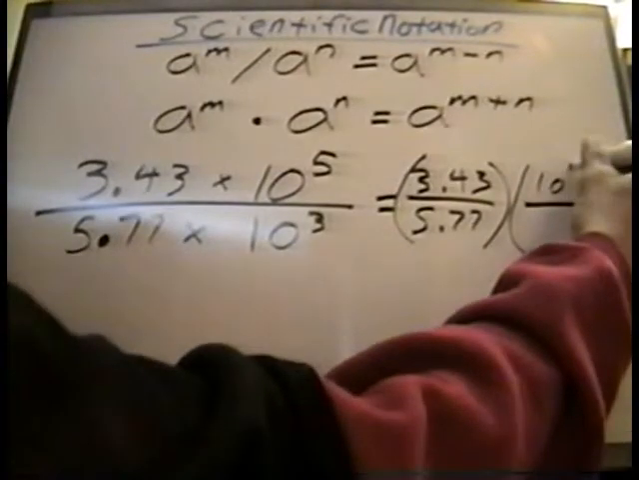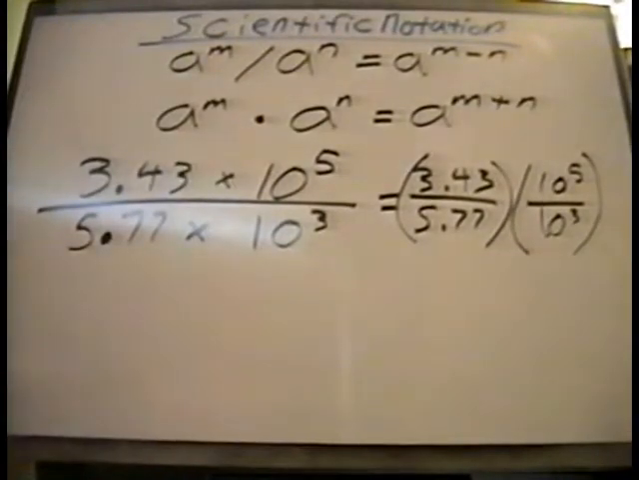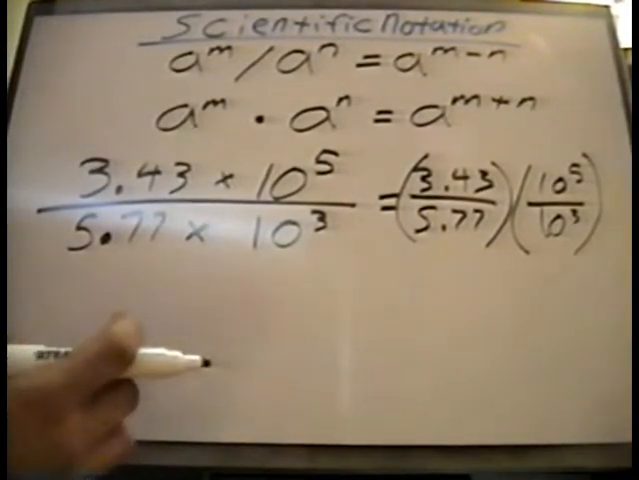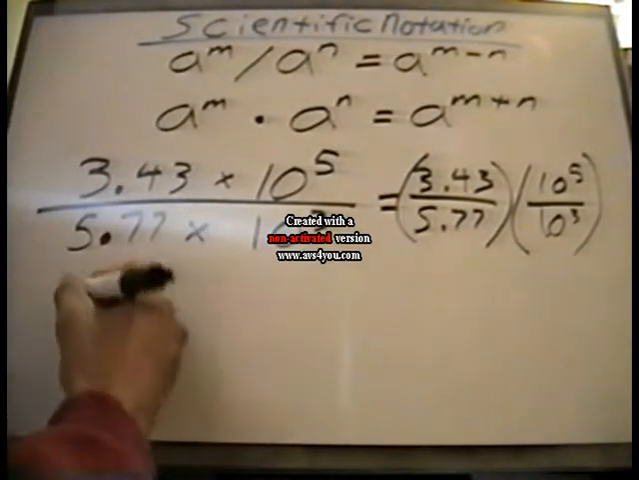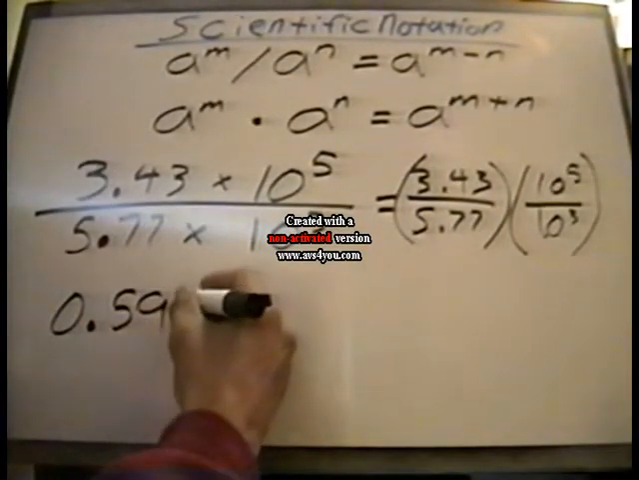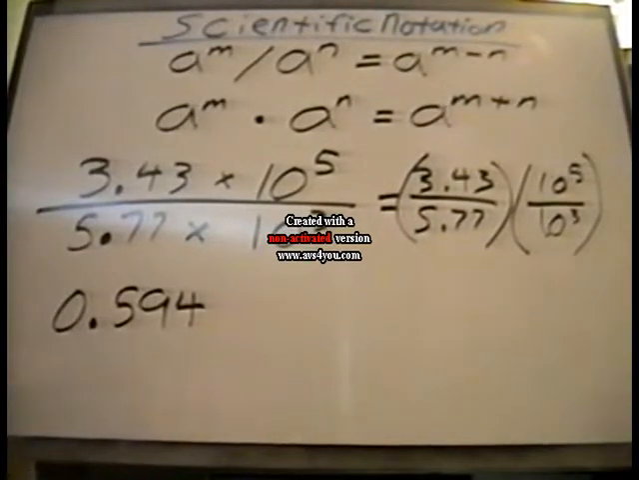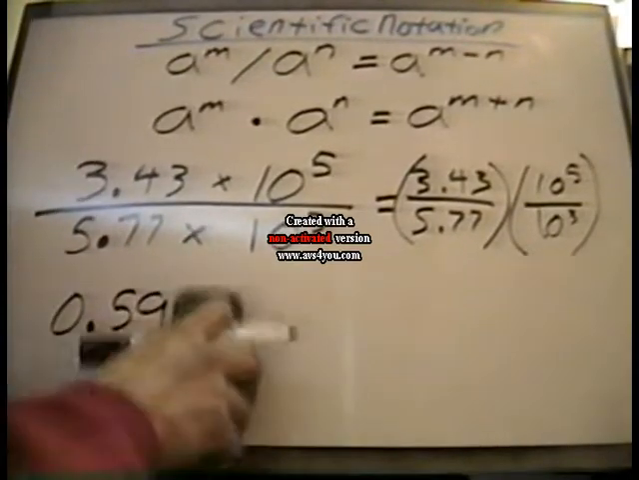And you work on each separately, then you put them back together when you're done. You multiply the factors when you're done. So you simply do the division. 3.43 divided by 5.77 is 0.594. But we'll just round it down. We'll say 0.59. We're going to round to the hundredths place. So that's our result for that.